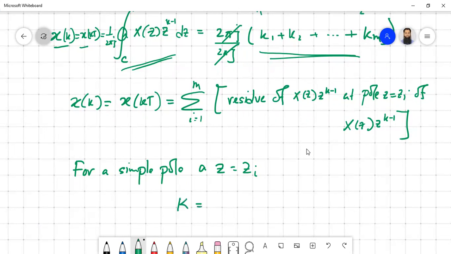The residue k can be calculated similar to the way we calculate the partial fraction: the limit as z tends to zi of (z minus zi) multiplied with the whole function, that is X(z) z to the power k minus 1.